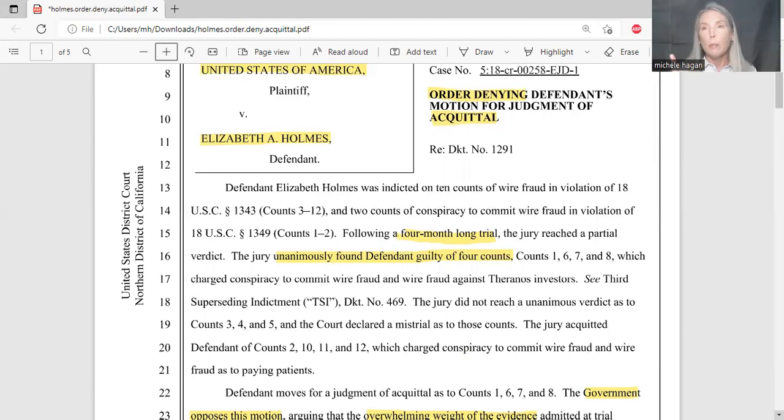The one conspiring with Sunny Balwani to defraud investors, and then the 3 wire fraud counts of defrauding individual investors. On the 4 patient-related counts she was found not guilty, and on the 3 remaining investor counts, the jury was undecided. So those 3 investor counts are still out there. All right, so 4-month-long jury trial, unanimous verdict.